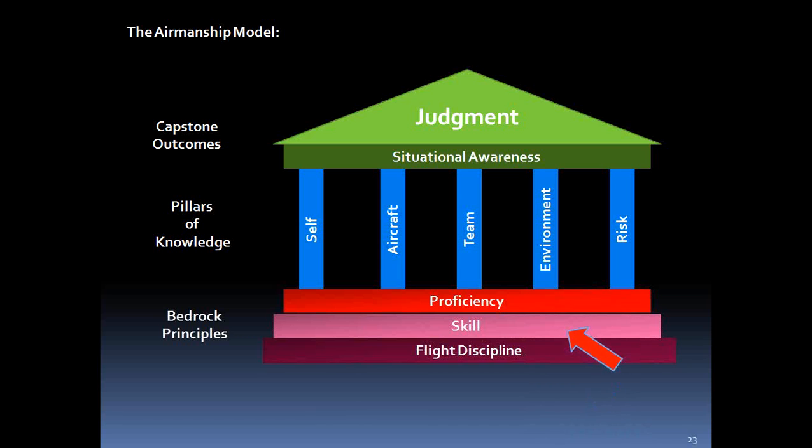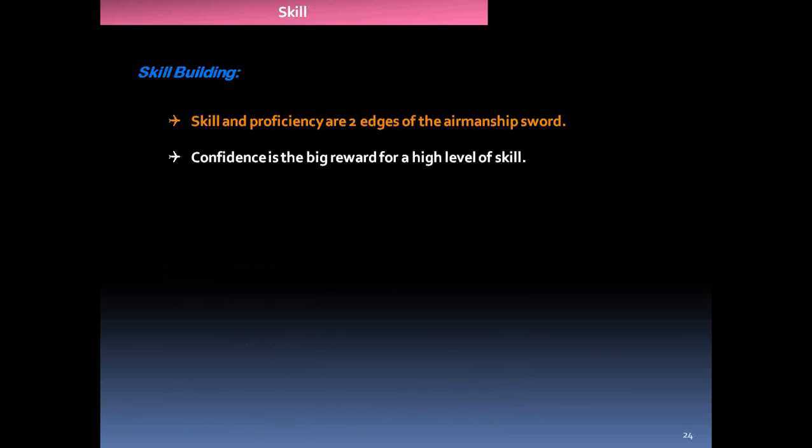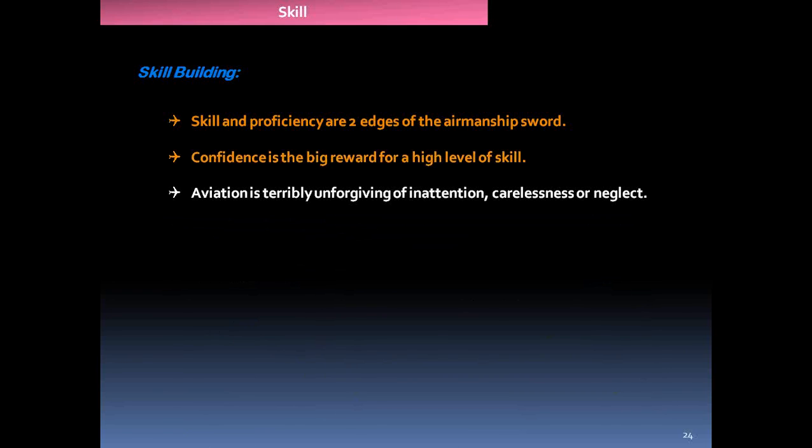All right, let's look at skill, the second bedrock principle. Skill building. Skill and proficiency are two edges of the airmanship sword. As you'll see when we talk about proficiency too, you really can't talk about them separately, but we will here just to step through things. But they're two edges of the airmanship sword. Confidence is the big reward for a high level of skill. Big reward. And in webinar 3, we're going to talk a lot about confidence, underconfidence, and overconfidence.